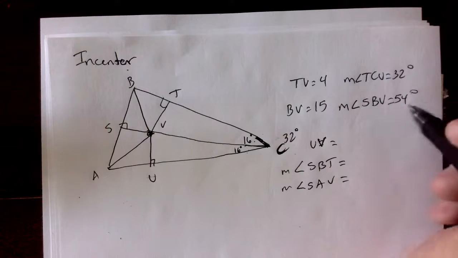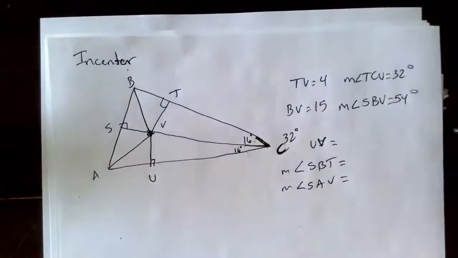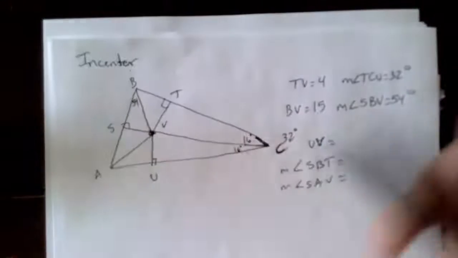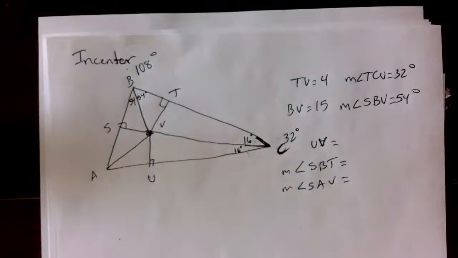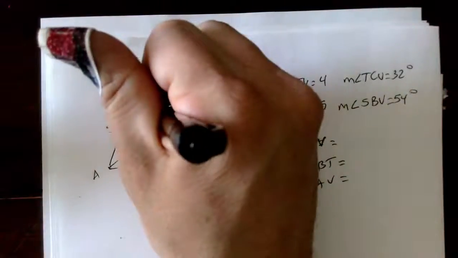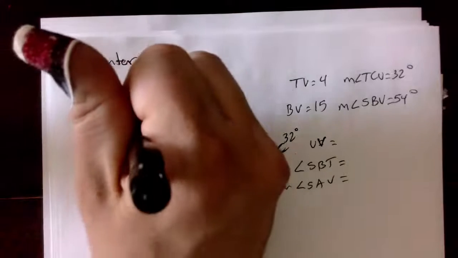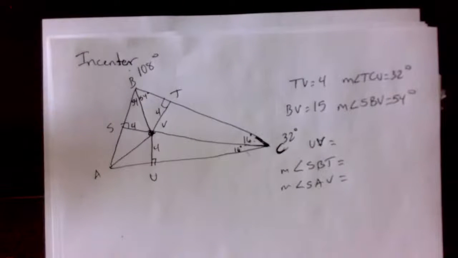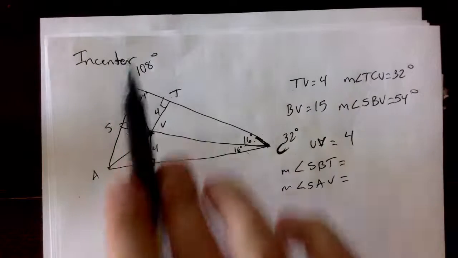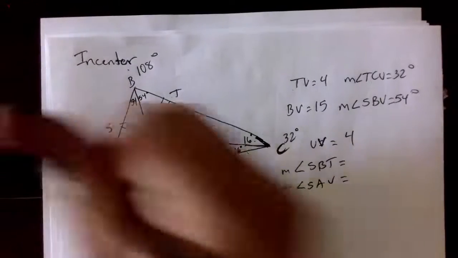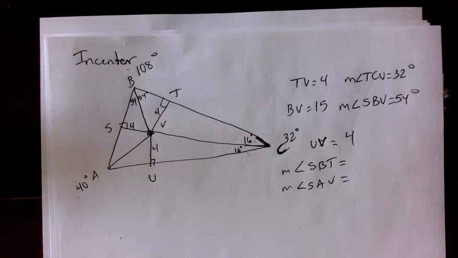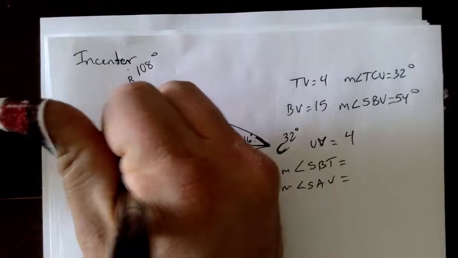The other thing it tells us is SBV, which is this, is 54. Well, if this is 54, that's an angle bisector, so that's 54, which means this entire angle is 108. The other thing they tell us is TV is 4. Remember, from the incenter to the sides are all equal, so I know that's going to be 4. Now the last angle: we have a 32 and a 108. We find this entire angle by adding them up and subtracting from 180, which tells us that this is going to be 40, which means that this is 20 and 20.